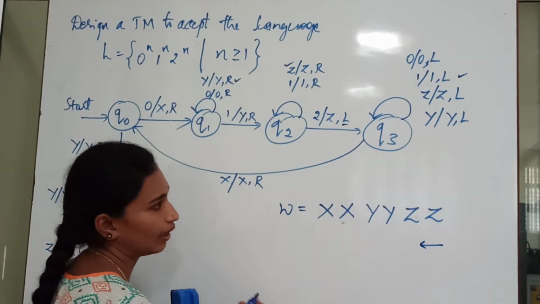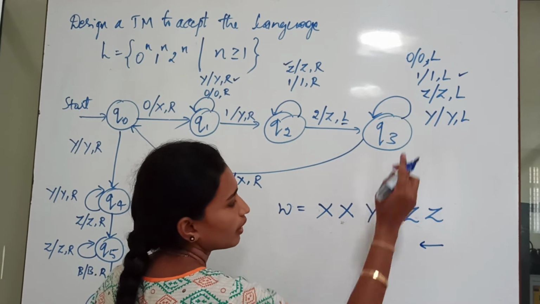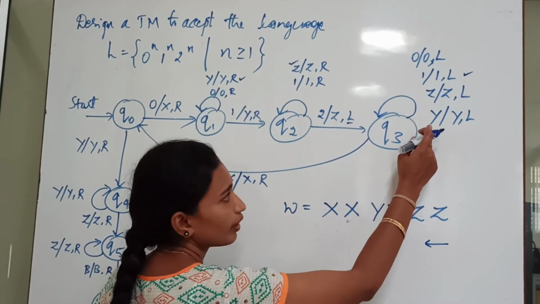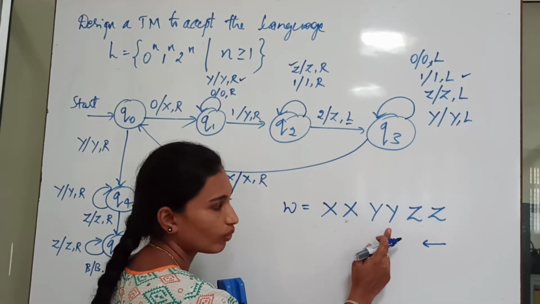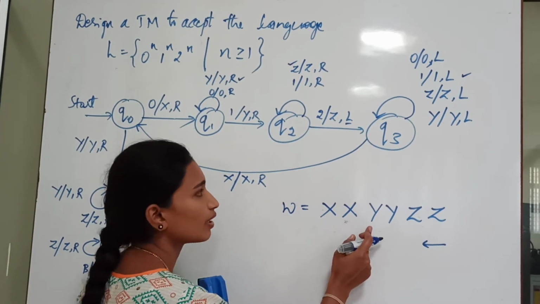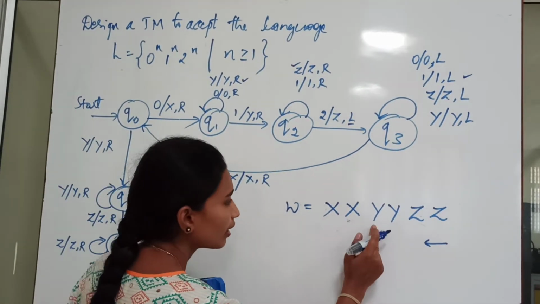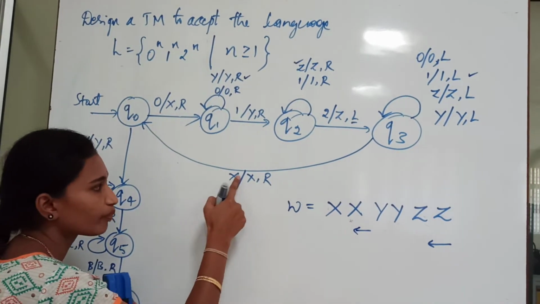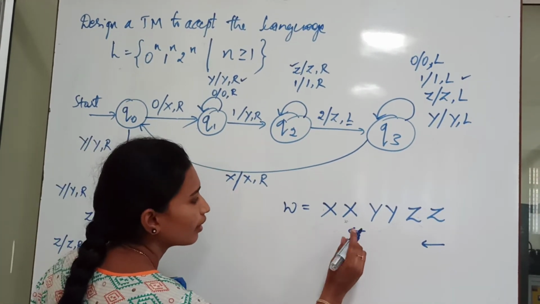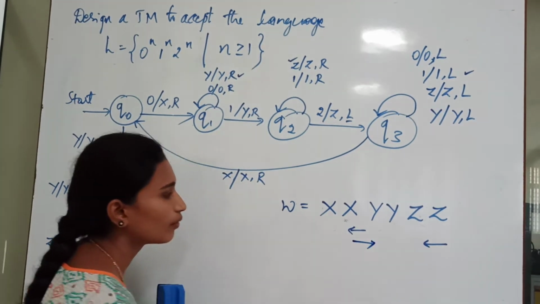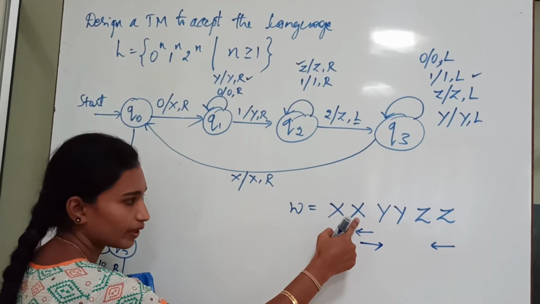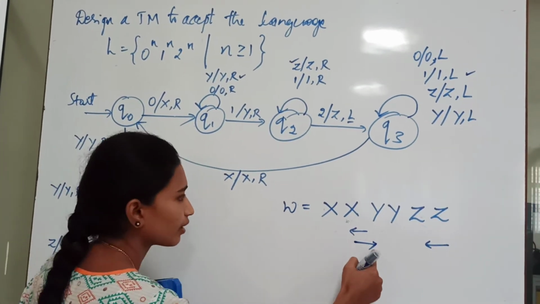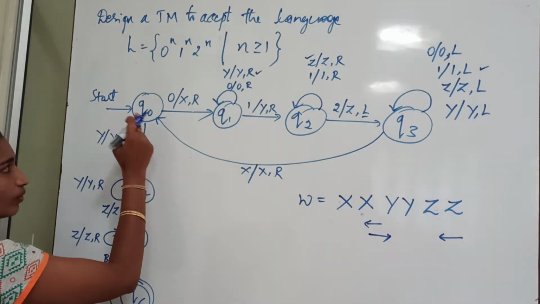While coming back, if we encounter Z, replace that Z by Z. If we encounter Y, replace that Y by Y. Here also replace that Y by Y. Then the next input symbol is X. If it is X, replace that X by X, and take a right turn. Once this X has been replaced by X, take a right turn. Now there is a change of state to Q0.